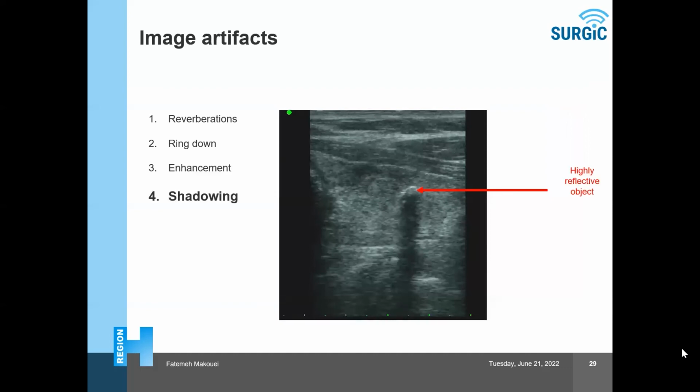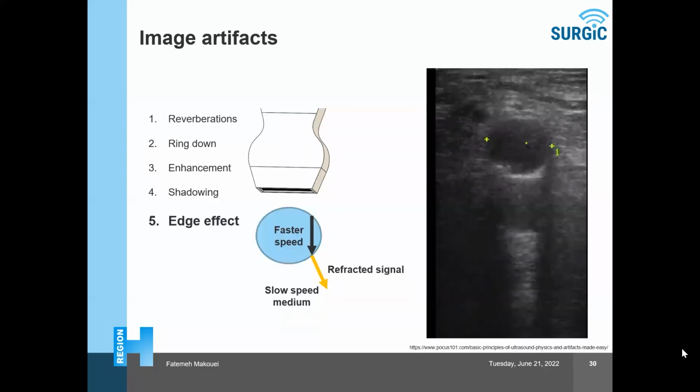In contrast, shadowing occurs deep to a highly reflective object because there is essentially no sound energy that passes through. This is seen with high density structures such as bone and calcification. The example is a hyperechoic macrocalcification in the thyroid gland with a posterior nearly anechoic shadow. So there is a great impedance mismatch, which causes this high reflection and then shadowing behind.